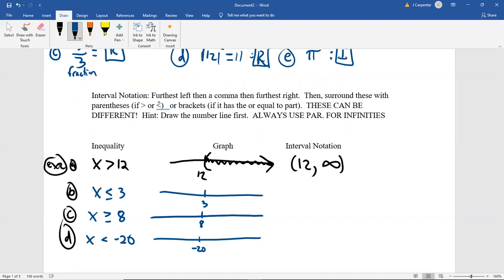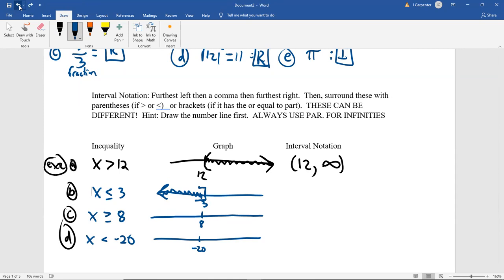All right, I'm going to go ahead and talk through these graphs. For B, because that's an x is less than, we shade to the left, an arrow on the end. Because it has the or equals, that means we put a bracket on the 3. Now we have to face the bracket to the shaded region. So again, because it has the or equals, this is what tells you whether it's a parentheses or a bracket on the value.